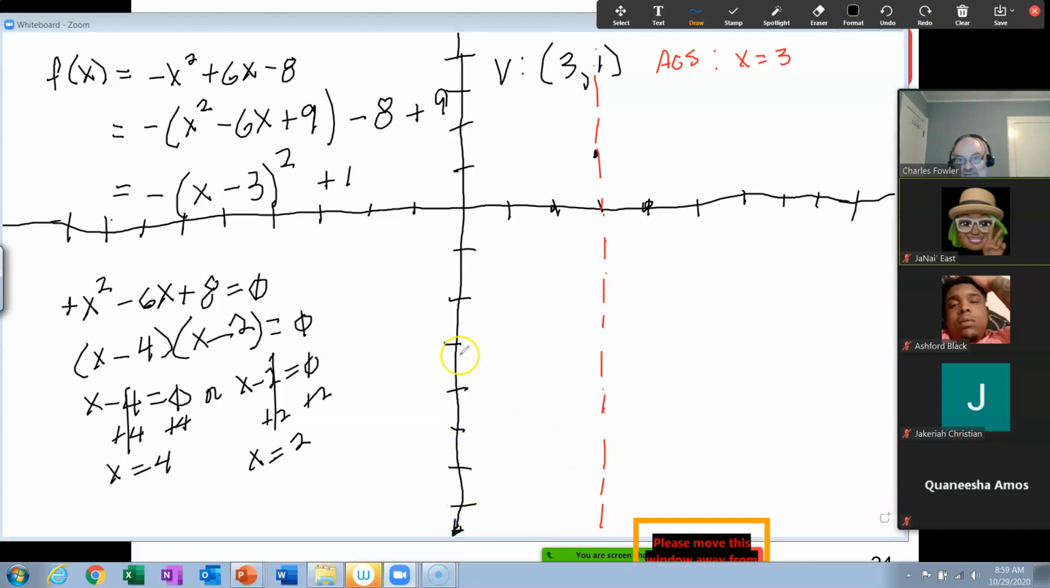Well, guess what? Since you're 3 to the left of the axis of symmetry, go 3 to the right of the axis of symmetry, and you're right there at negative 8 again. That's where the axis of symmetry is so useful.